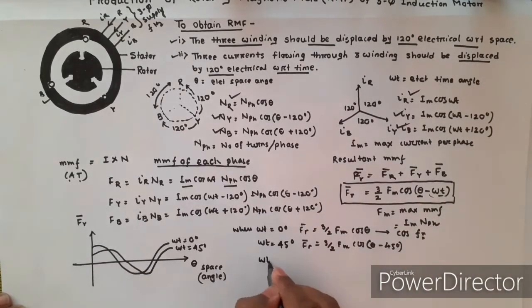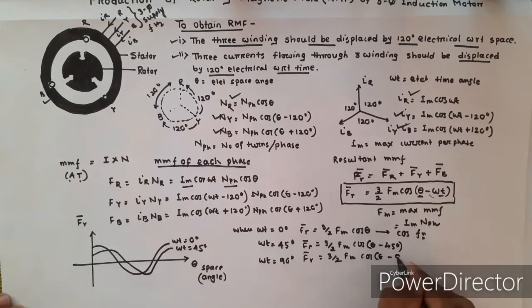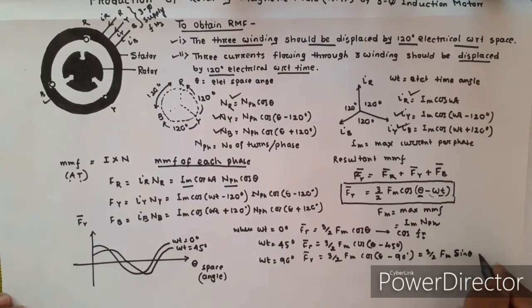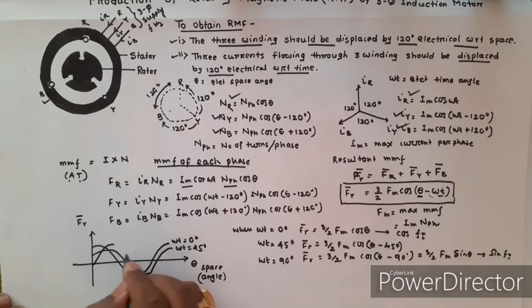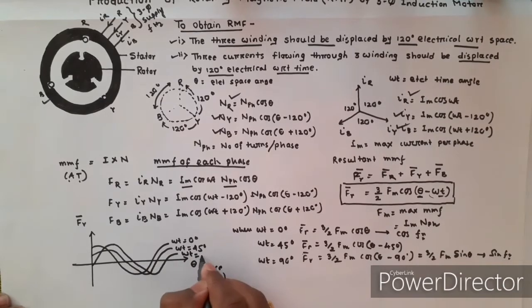When omega t equal to 90 degree, then f of r, the resultant MMF, is 3 by 2 Fm cos of theta minus 90 degree, that is equal to 3 by 2 Fm sine of theta, a sine function. That means if I draw the waveform, it will be like this. Omega t equal to 90 degree.